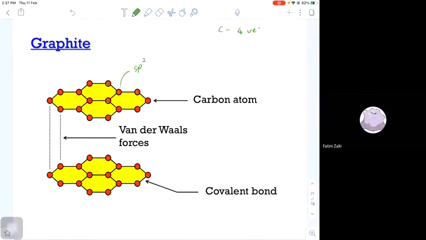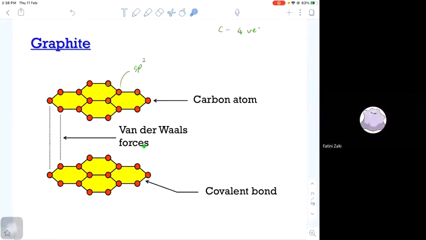Okay, so when we come back to the structure of graphite, each carbon is attached to 3 neighbor carbons. When we extend the structure, we will have hexagon layers. This is a hexagon, and one hexagon connects with another hexagon. This is actually one sheet of graphite. Then we have another sheet of graphite, and between these sheets, they are attached together by a weak van der Waals force.